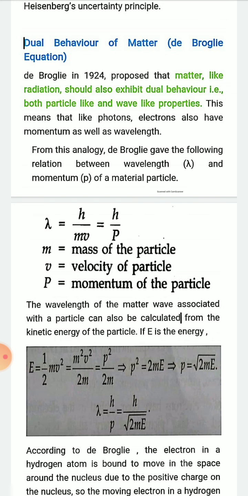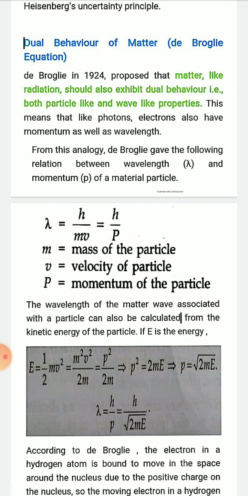Kinetic energy is equal to half mv square. So E is equal to half mv square, where m is the mass of the particle, v is the speed or velocity of the particle. And now you have to do some rearrangement. So E is equal to half mv square.